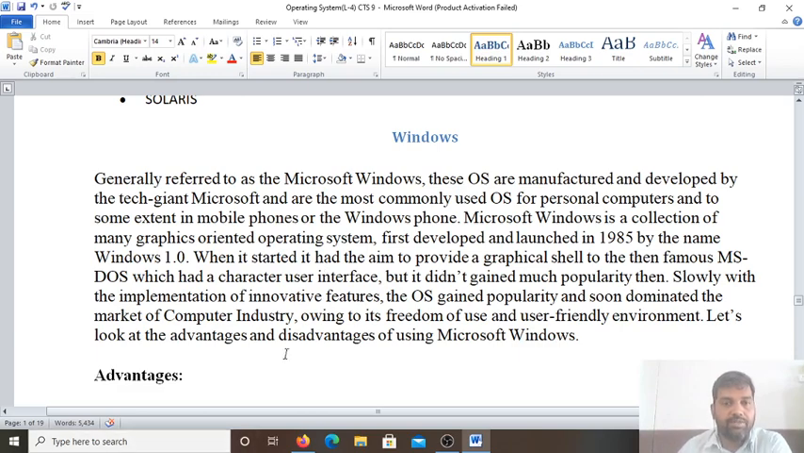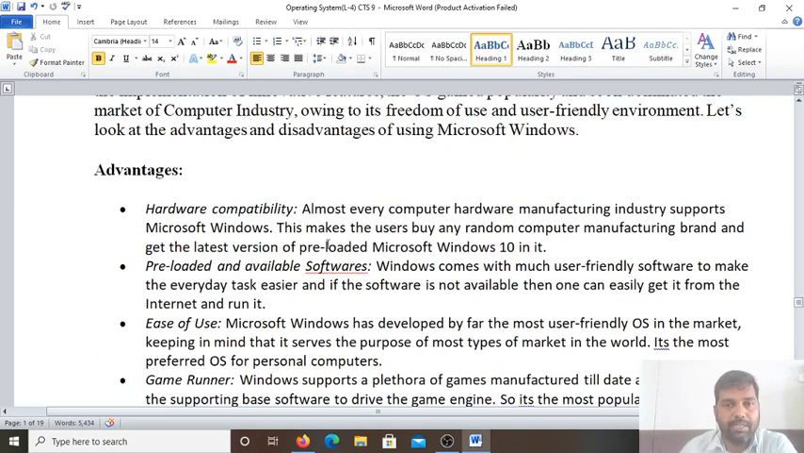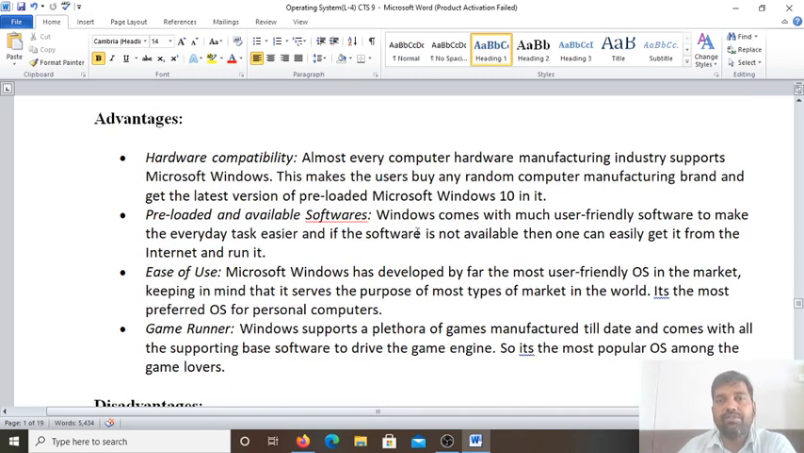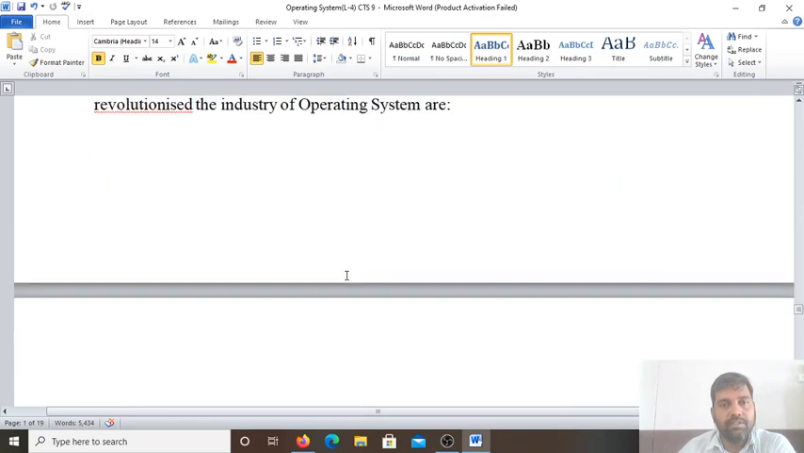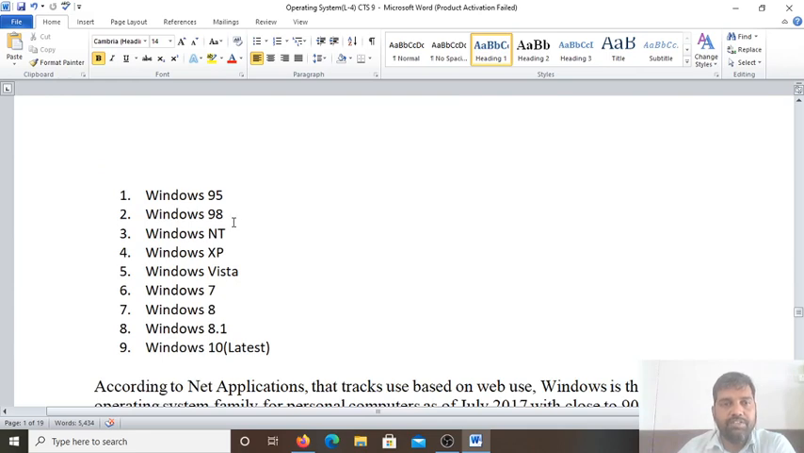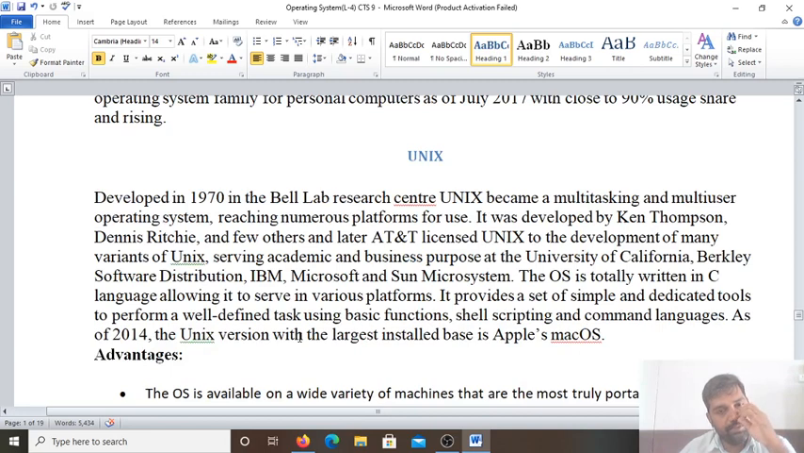So advantages of Windows: hardware compatibility. Almost every computer hardware manufacturing industry supports Microsoft Windows. Preloaded and available software: Windows comes with much user-friendly software to make everyday tasks easier. Ease of use: Microsoft Windows has developed by far the most user-friendly operating system in the market. These are Windows 95, 98, XP, Vista, 7, 8, 8.1 and 10, which is the latest, released in 2015.